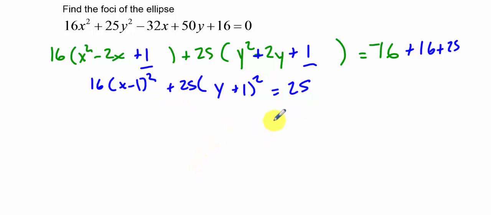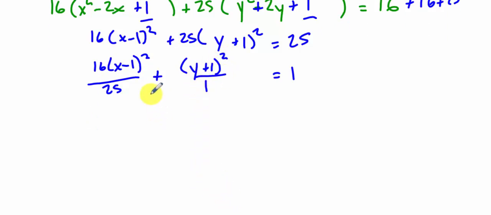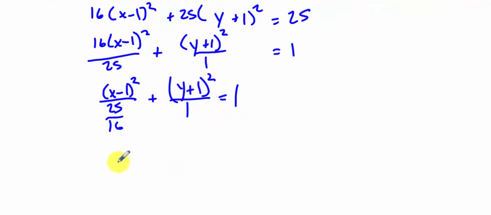Now I'll divide so I get a term on the right side of 1. I get 16 times (x minus 1) quantity squared over 25 plus (y plus 1) squared over 1. Now if this is in the proper form, the coefficient in front must be a 1. So this is (x minus 1) quantity squared over 25/16 plus (y plus 1) quantity squared over 1 is equal to 1.